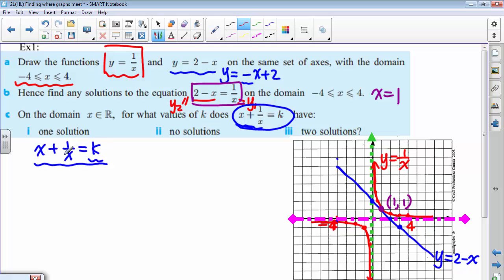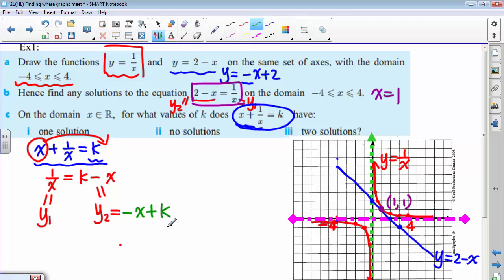What I will do here is, based on these two guiding questions, I will split the equation this way. I keep 1 over x on the left-hand side, but I move this x to the right side. It becomes k minus x. So right now, I have two functions. The first function is just the red hyperbola. And the second function is k minus x, which is the same as negative x plus k.